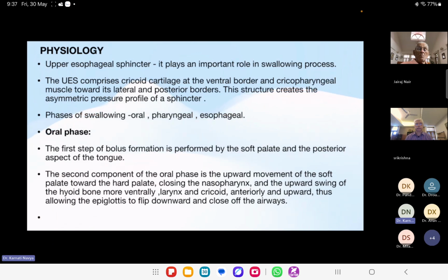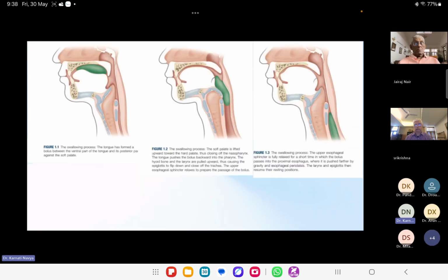Swallowing has three phases: the oral phase, the pharyngeal phase, and the esophageal phase. The oral phase involves the formation of the bolus, performed by the soft palate and the posterior aspect of the tongue. Then the soft palate moves upward towards the hard palate so that it closes the nasopharynx, and the hyoid bone swings upward and ventrally, with the larynx and cricoid moving anteriorly and upward, thus allowing the epiglottis to flip downward and close the airways.